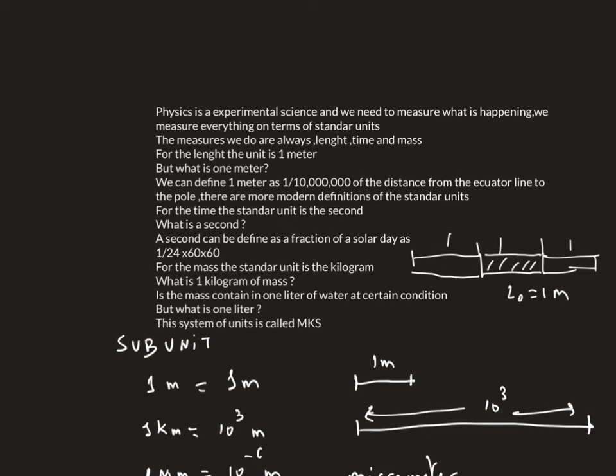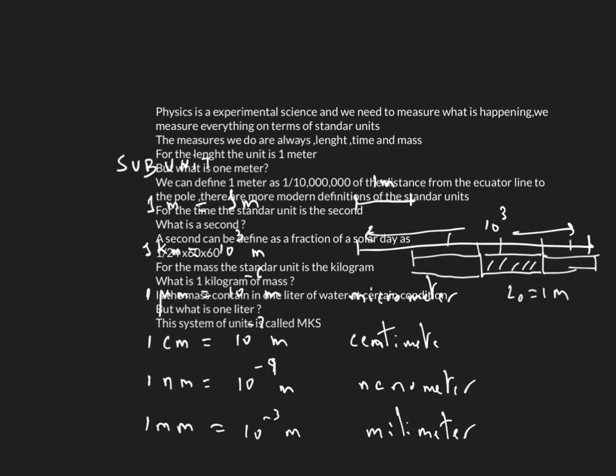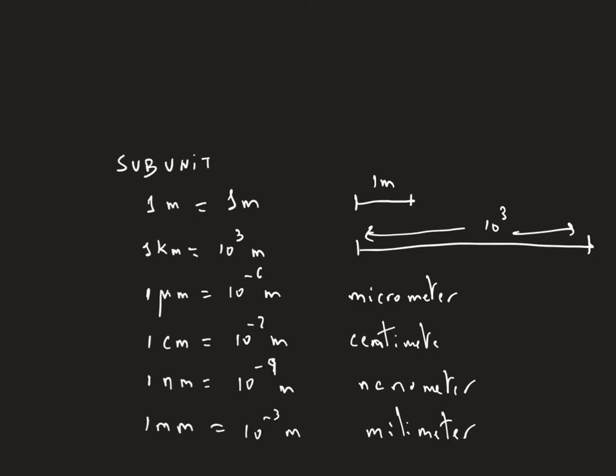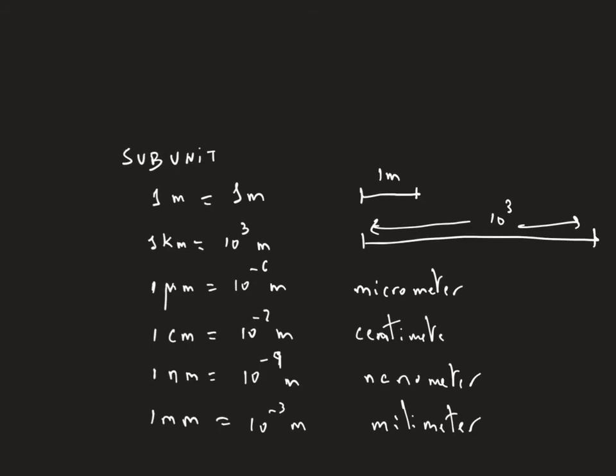And of course, there are certain subunits. For example, the subunit of the meter, 1 kilometer, is 10 to the 3 meters, so it's 1,000 meters. 1 micrometer is 10 to the minus 6 meters, which means that you have 1 meter, and you divide the meter in 1 million parts, 10 to the 6 parts, and 1 part, 10 to the minus 6, is what we call 1 micrometer.